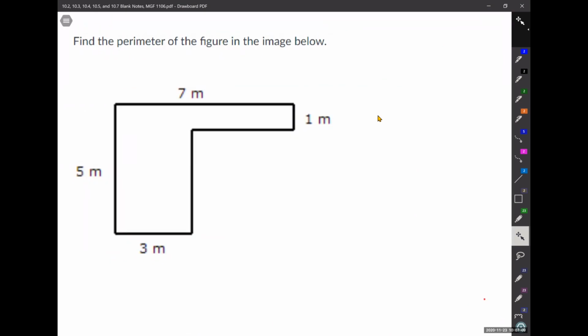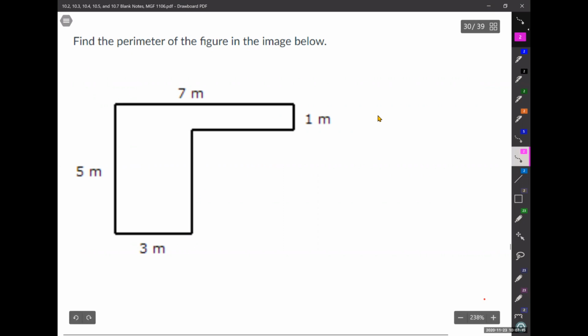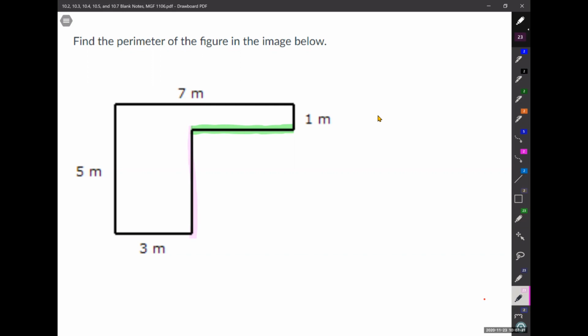Sometimes we're finding a perimeter of maybe an irregular figure, and we know the perimeter is just the distance all the way around. And as we look at this problem, we see that some of the sides have their distance given, but if we notice these sides, they would have to be counted as part of the perimeter, but their distance is not given in the figure. However, there's enough pieces of information that we can determine it.